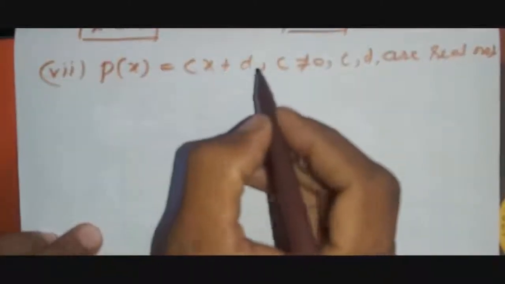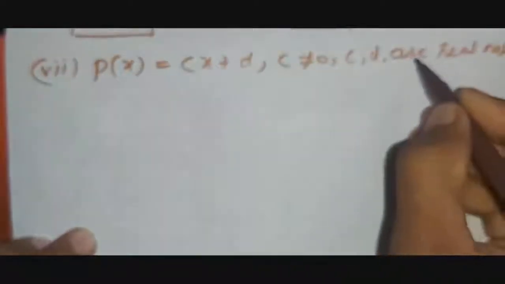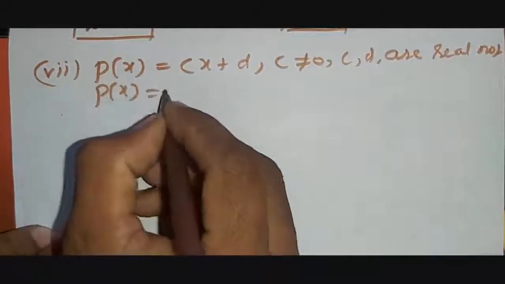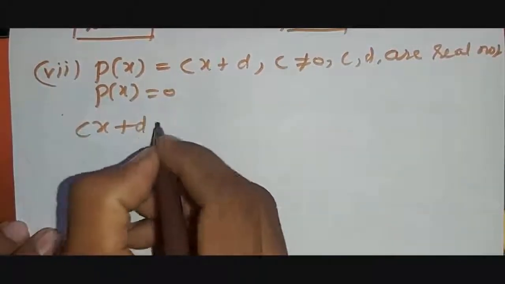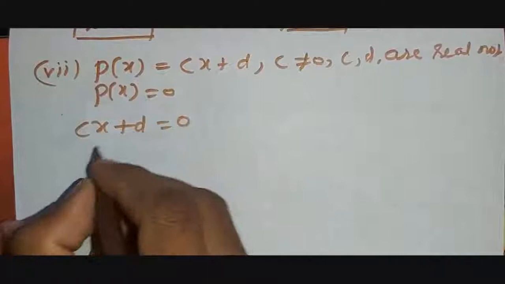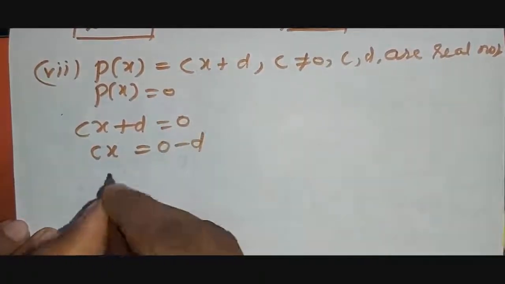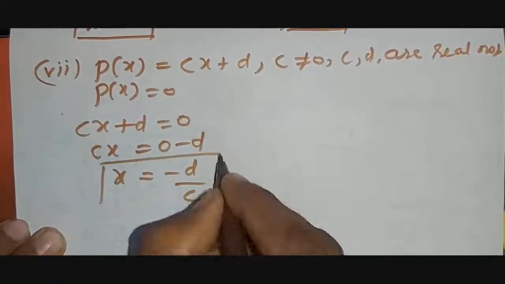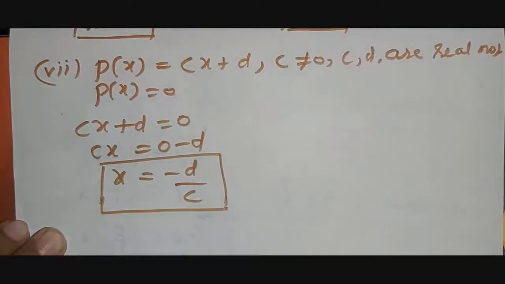Okay, seventh question we have P of x is equal to cx plus d. C is also not equal to 0. Okay, c and d are real numbers. Okay, P of x is equal to 0. Cx plus d is equal to 0. Okay, cx is equal to minus d, taking d to the other side, 0 minus d. X is equal to minus d divided by c. Okay, this is the answer.